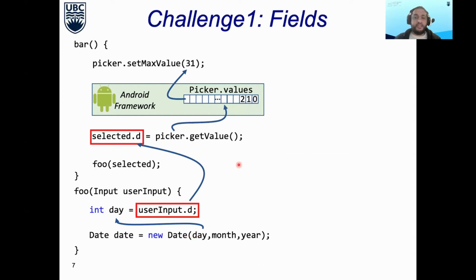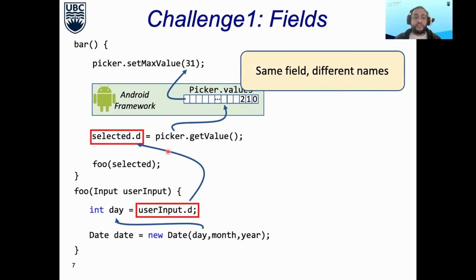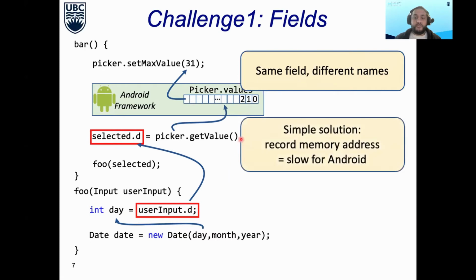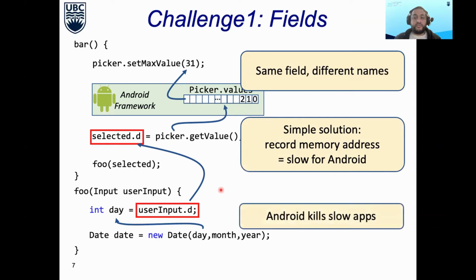As for any slicing technique, tracking data flows between fields is challenging. That is because the field can have two different names, like in this example. The simple solution to this problem, which is applied by most, if not all existing dynamic slicing approaches, is to instrument and record memory addresses of all fields accessed by the app. This solution does not work in Android, as such instrumentation will slow an app down, and Android will simply kill slow apps due to unresponsiveness, which makes debugging impossible.